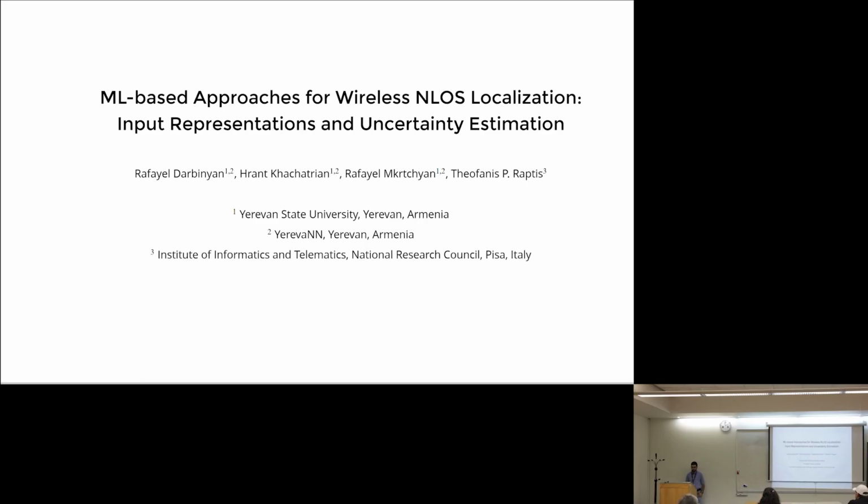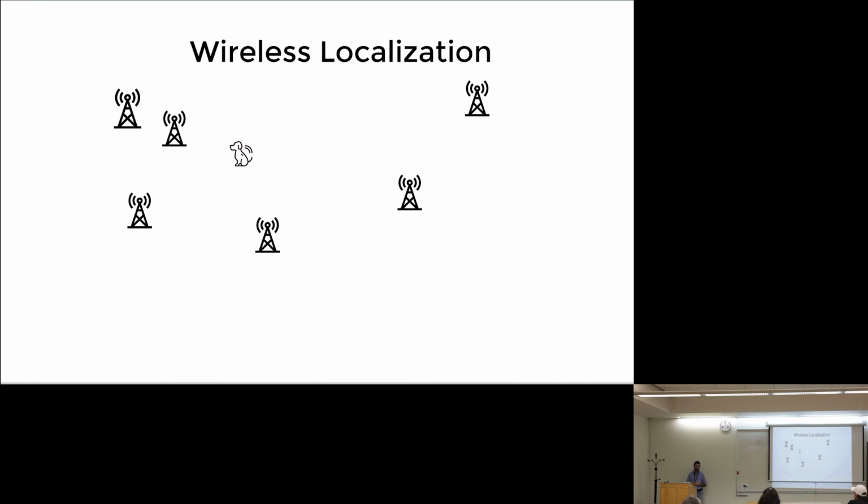It is called ML-based approaches for wireless and loss localization, input representations, and uncertainty estimation. Now, that may seem a complicated name, but we'll break it down in the next couple of minutes. So first, imagine we have antennas and we have a device. In this case, the device is located on the collar of this cute little dog.